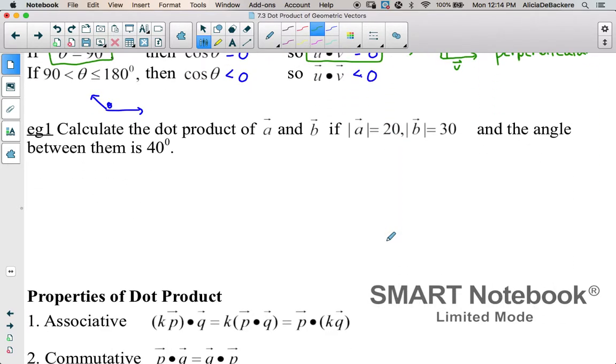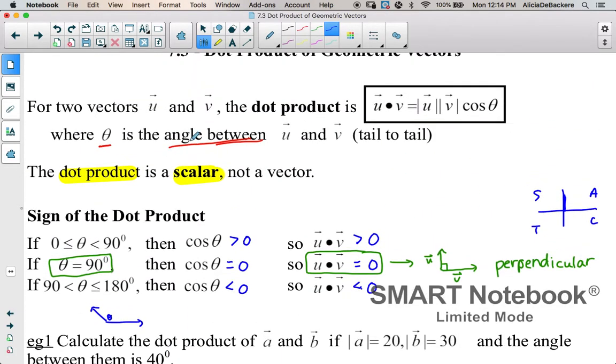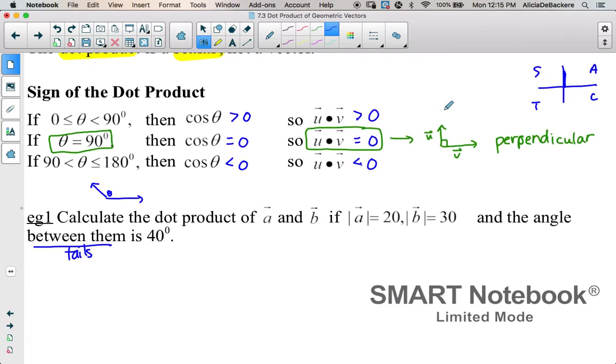All right, in our first example, just straight up plugging into the formula: calculate the dot product of vector A and vector B if the magnitude of vector A is 20 and the magnitude of vector B is 30, and the angle in between them, remember that's between the tails, is 40 degrees. And remember in the formula, the theta is also the angle in between the tails. So they've given me the correct angle. I just need to plug this in.